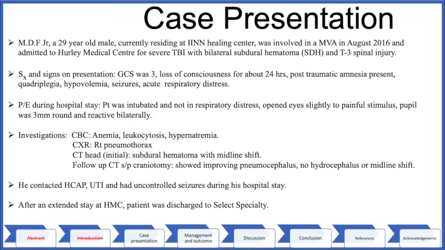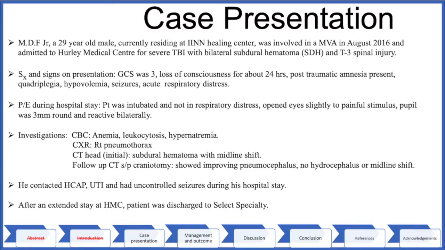So the signs and symptoms on presentation: his GCS was very low, it was 3. There was loss of consciousness for more than 24 hours, and there was post-traumatic amnesia, quadriplegia, hypovolemia. He had seizures and he was in acute respiratory distress. On physical examination during the hospital stay, the patient was intubated and he was not in respiratory distress. He opened his eyes slightly to painful stimulus and the pupils were 3 millimeters, round and reactive bilaterally.